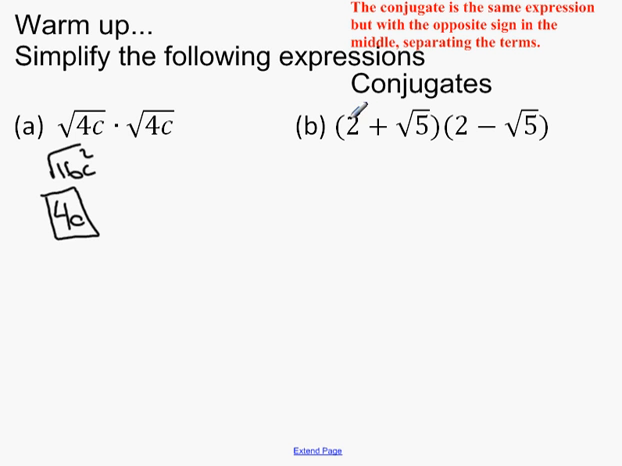So we're going to have to distribute the 2 here. So 2 times 2 is 4. 2 times negative radical 5 is negative 2 radical 5. Radical 5 times 2 is 2 radical 5. And radical 5 times negative radical 5 is negative 5. The middle terms will cancel out, and we get 4 minus 5, which is negative 1.